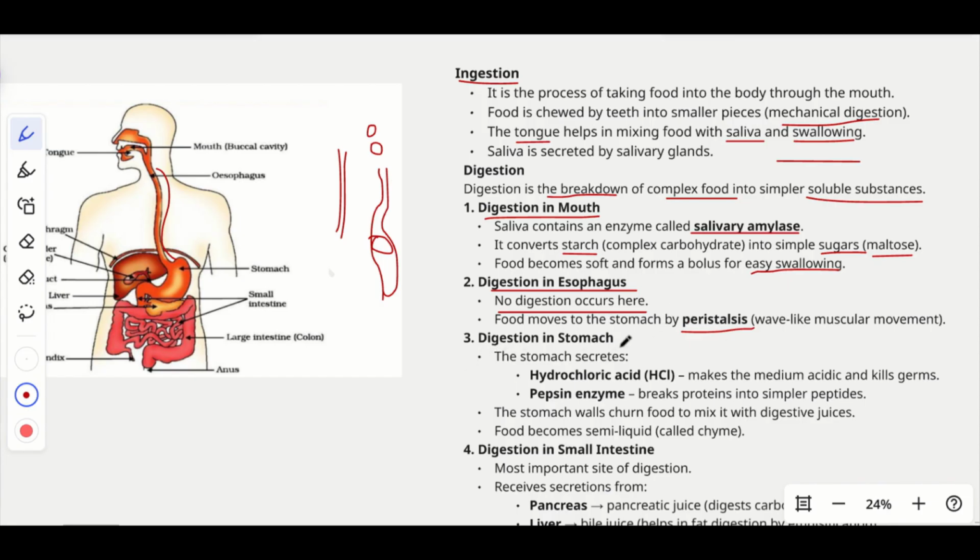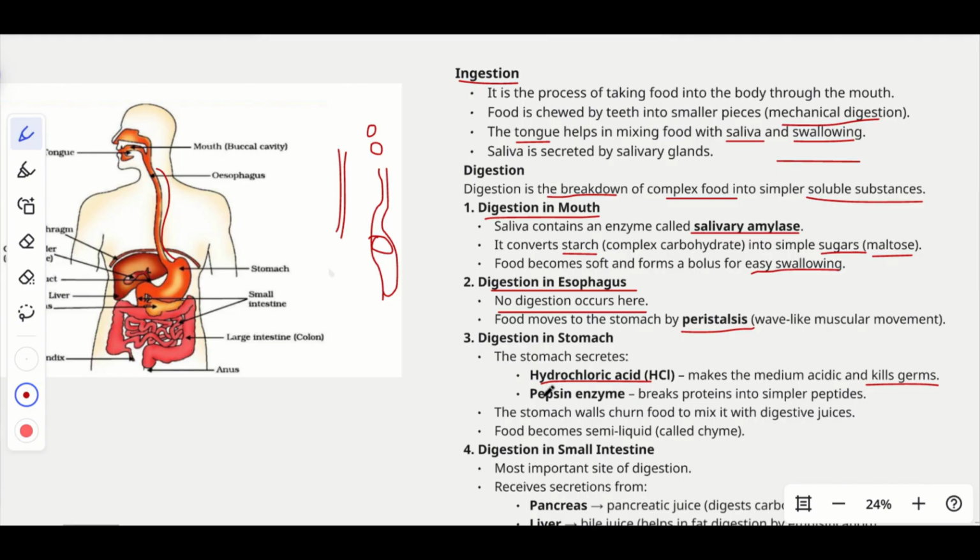And now we have to check what is happening in the stomach. We know that a lot of acids and a lot of functions happen in the stomach, right? The stomach secretes hydrochloric acid, our HCl. It makes the medium acidic and kills germs. As we know, a lot of germs will be there in our raw food and the food we eat, right? Whether it is vegetables, fruits, meat, whatever it is, there will be a lot of germs. So we have to kill these germs. That is why we need HCl.